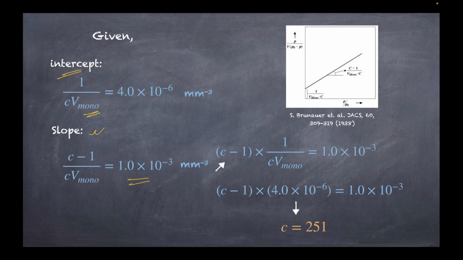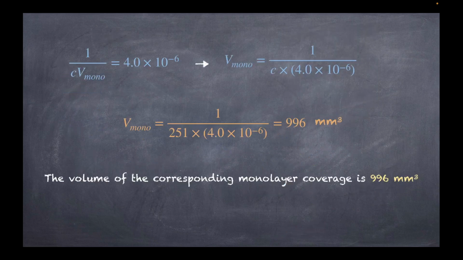Now from this expression, (C minus 1) times 1 divided by V mono, we can write this. This is the expression of the intercept, so this value is known. Now put this value here: (C minus 1) times 4.0 times 10 to the power minus 6 equals 1.0 times 10 to the power minus 3. From this expression we can get the value of C. C is 251, which is the constant of the BET equation.